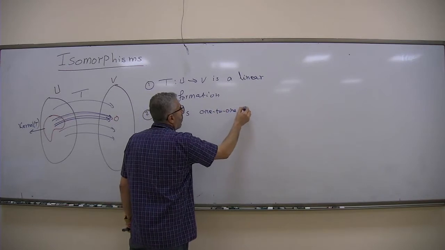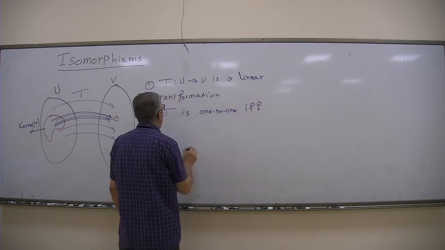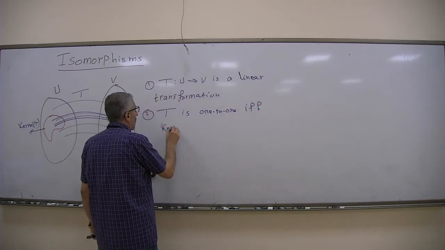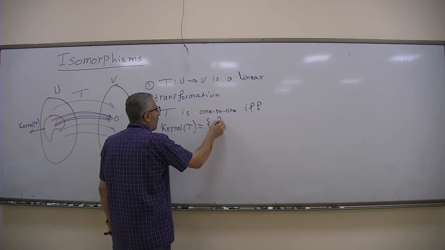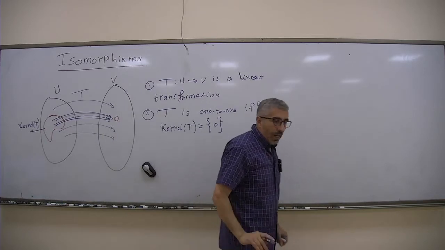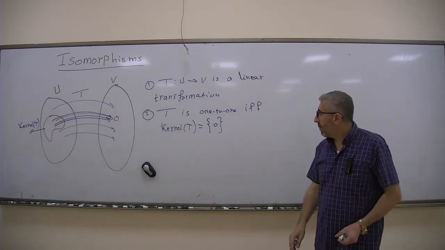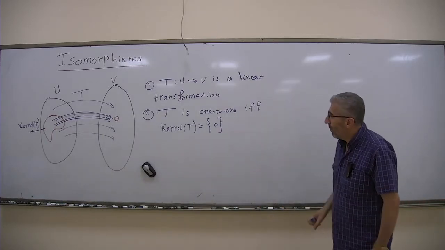So T is one-to-one if and only if the kernel of T has only the zero vector. The kernel is a subspace, so here it is the trivial subspace {0}.